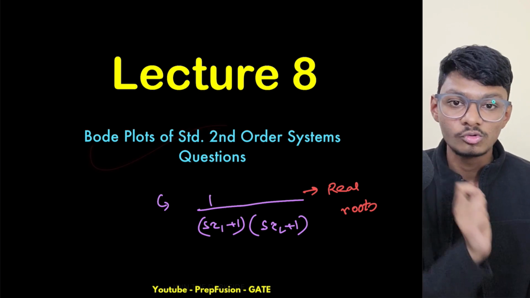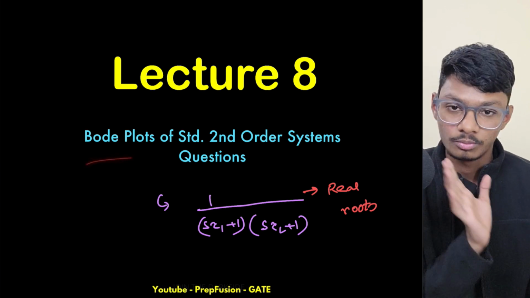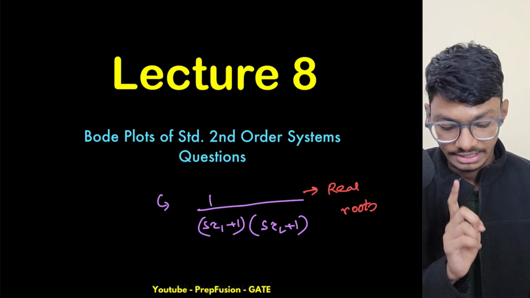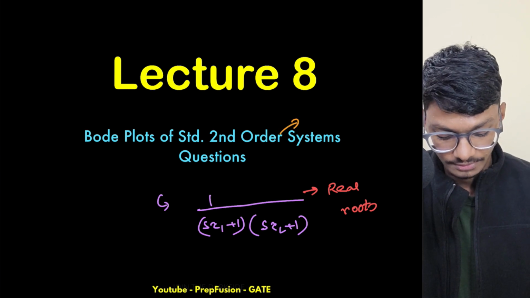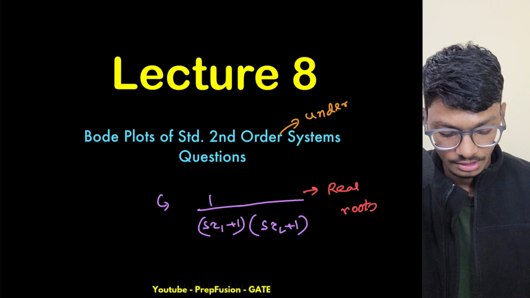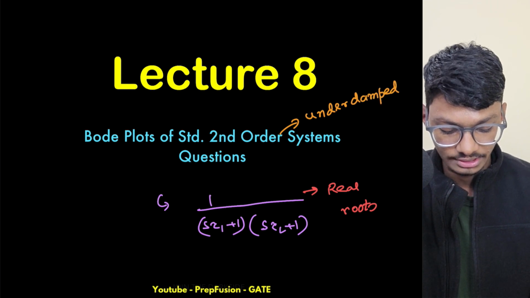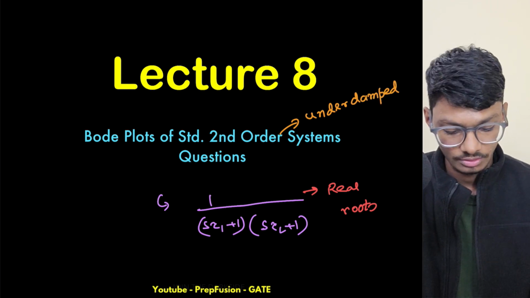So we have to make a few approximations for plotting the Bode plots of the standard second order system. This lecture is mainly for underdamped systems, because there the concept of zeta comes up.